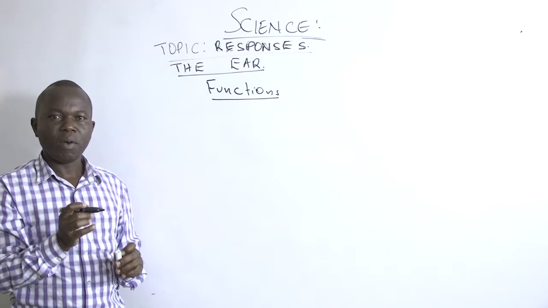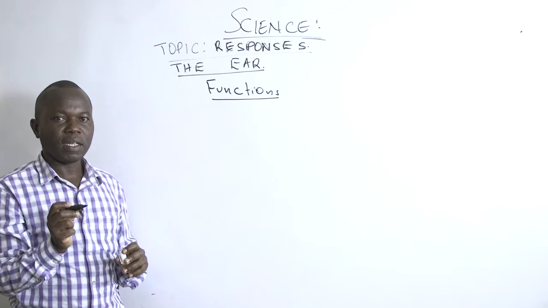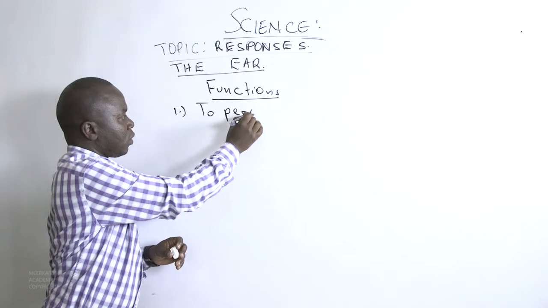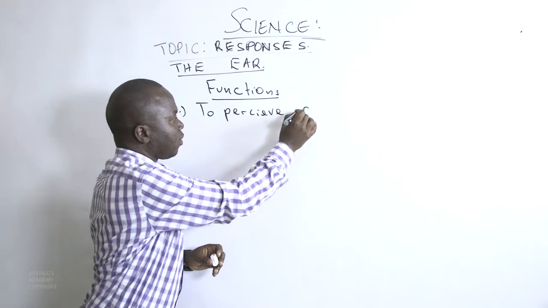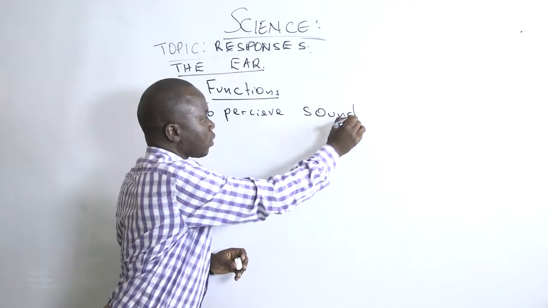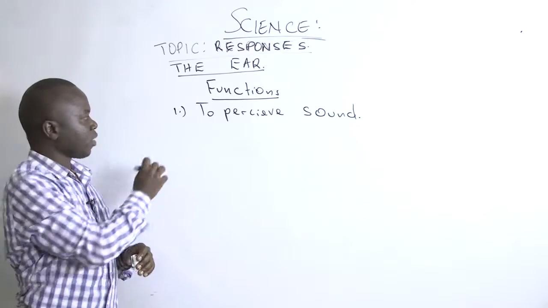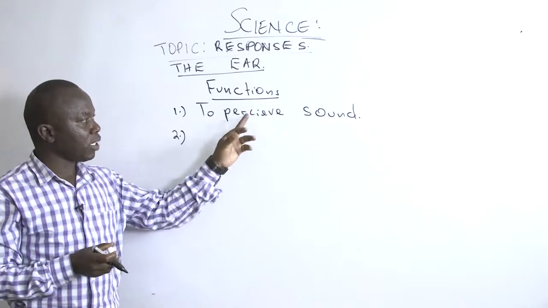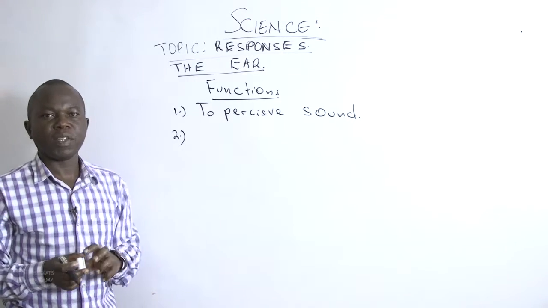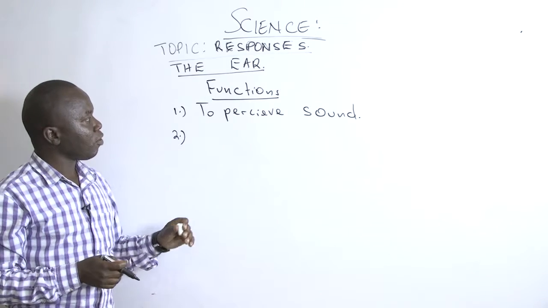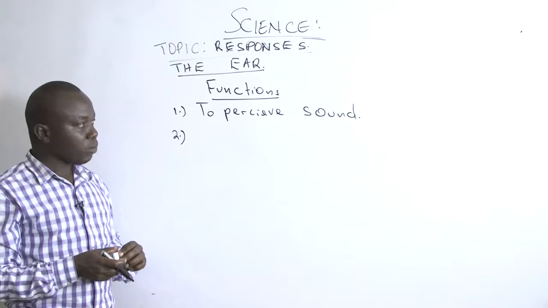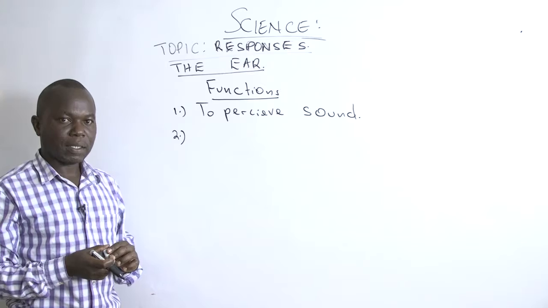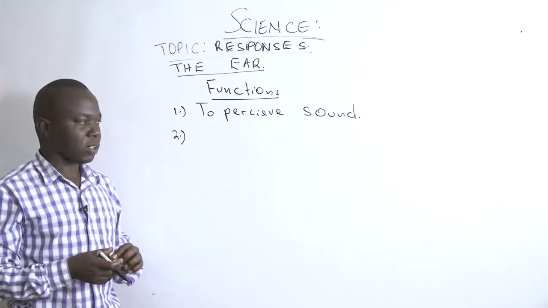As we have already said, one function of the ear is to perceive sound. We are going to find out how that happens in the ear, and for us to do that, we shall go through the parts of the ear. Another role of the ear is to detect change in body balance and posture, and in the process restoring it.